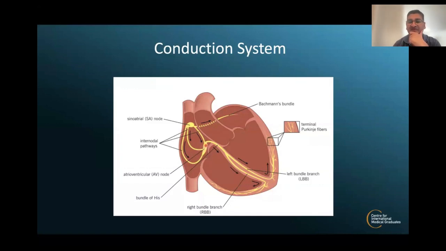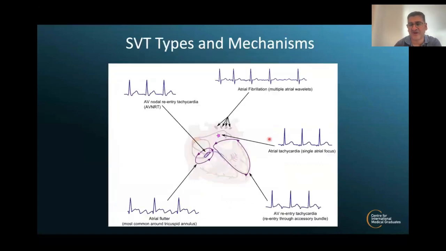And after passing through there, through the bundle of His, and then down the bundle branches, so the right and the left bundle branches, they terminate in a very complex and extensive network of Purkinje fibers. So that all gives you that rapid ventricular depolarization and conduction. So that's the key pathway of electrical conduction in the heart.